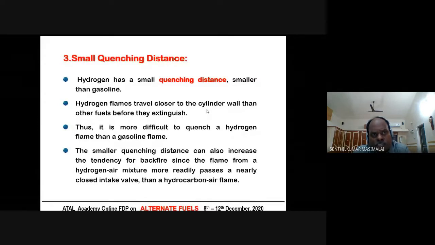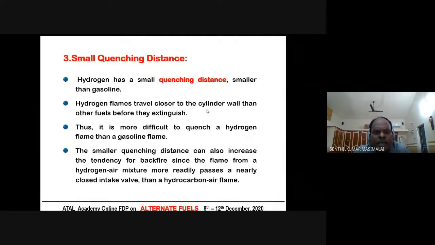If the combustion chamber wall is at low temperature, then the flame propagating through the unburnt mixture may not reach the end of the combustion chamber. So before reaching the end of the combustion chamber, the flame will get extinguished. So this is called flame quenching.